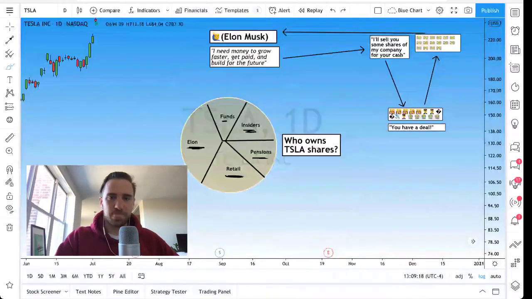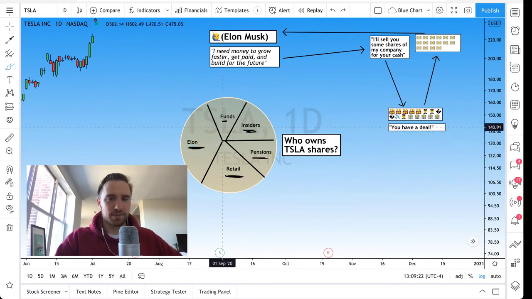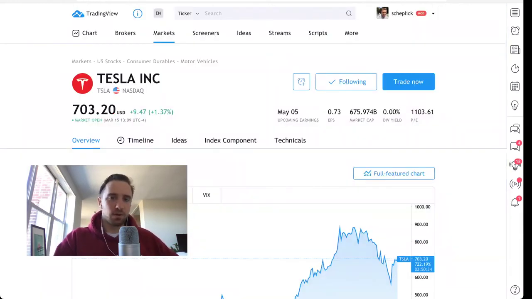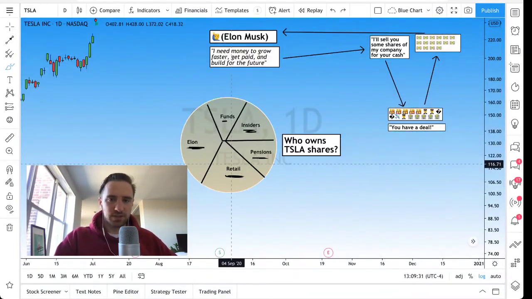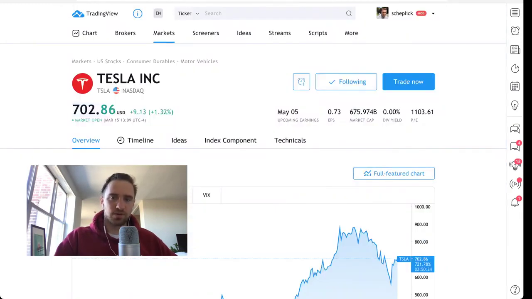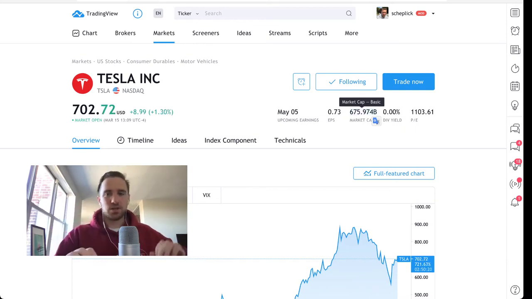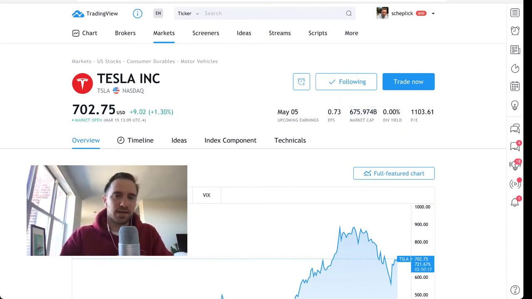Remember this pie? There are millions of shares in this pie split up amongst all these people. Then you multiply this price. One share is going for $703 right now, times all of the shares available. And that tells you that the company is worth, at this point in time, $675 billion. Huge company, and you can do that though for any company to see how much it's really worth.